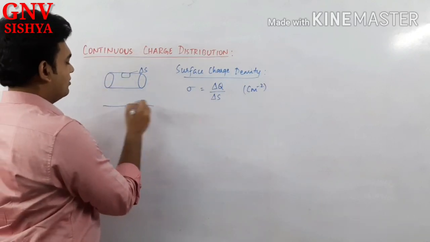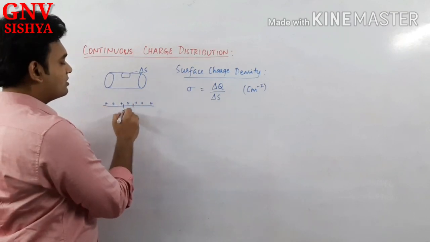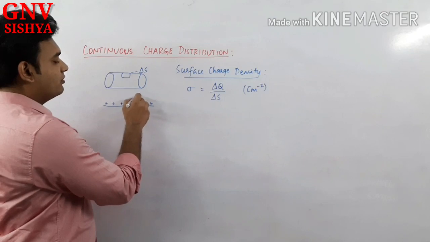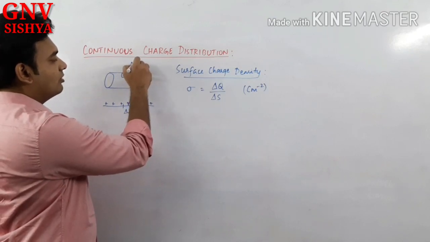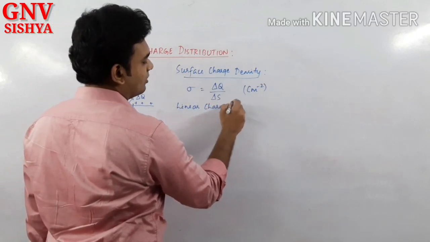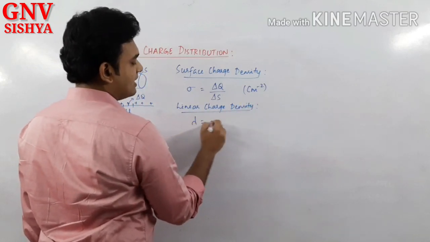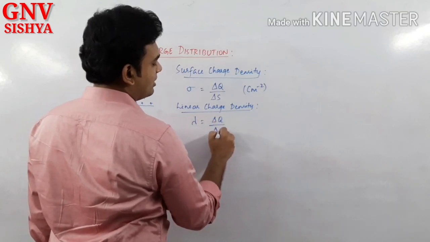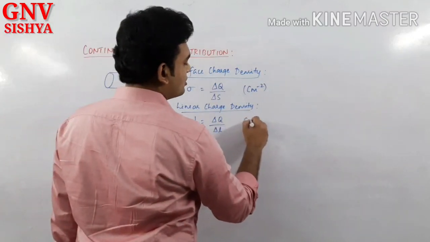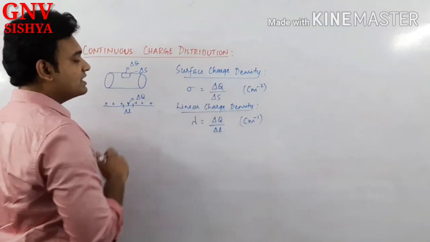If there is a line where lots of charges are present, either positive or negative, we can take a length along the line called del L, and if there are del Q amount of charges present there, then we can introduce a term called linear charge density. Linear charge density we represent as lambda. It will be del Q divided by del L. The charge per unit length is called linear charge density, and its unit will be coulomb per meter.